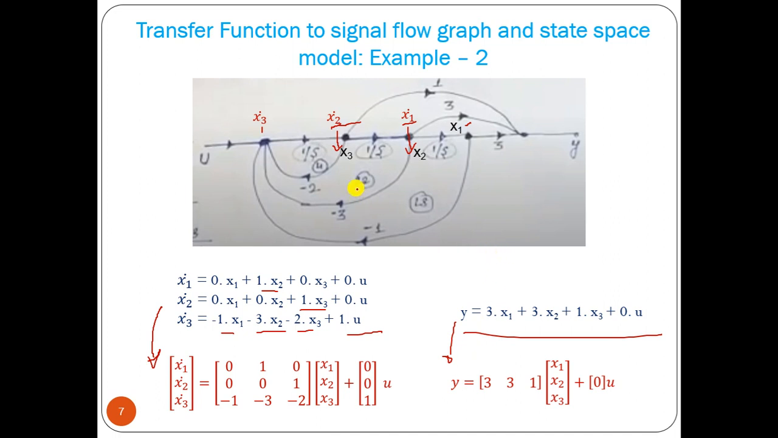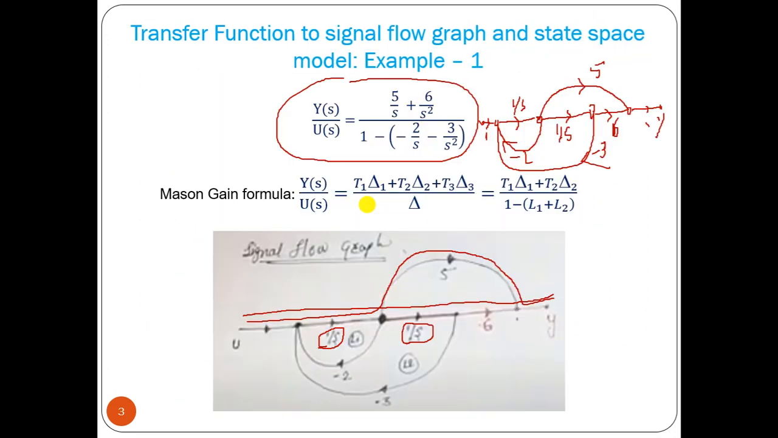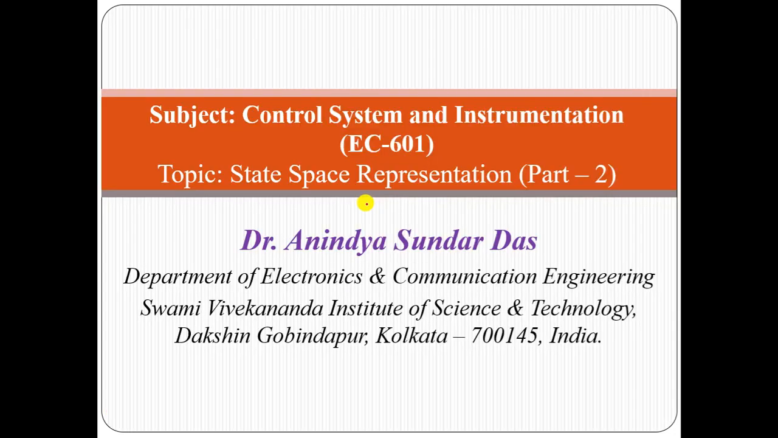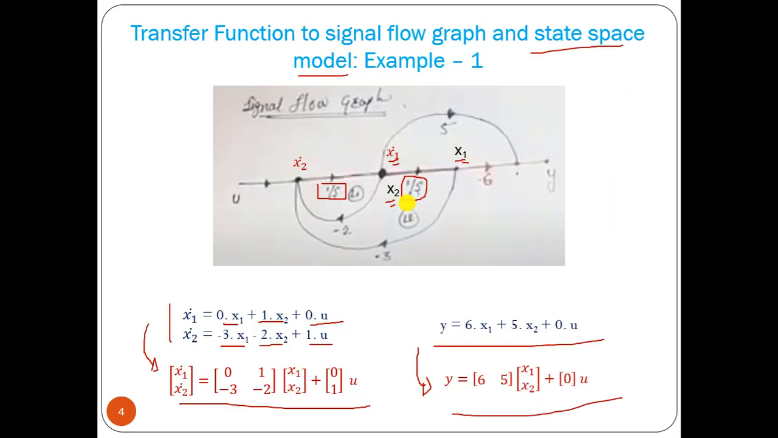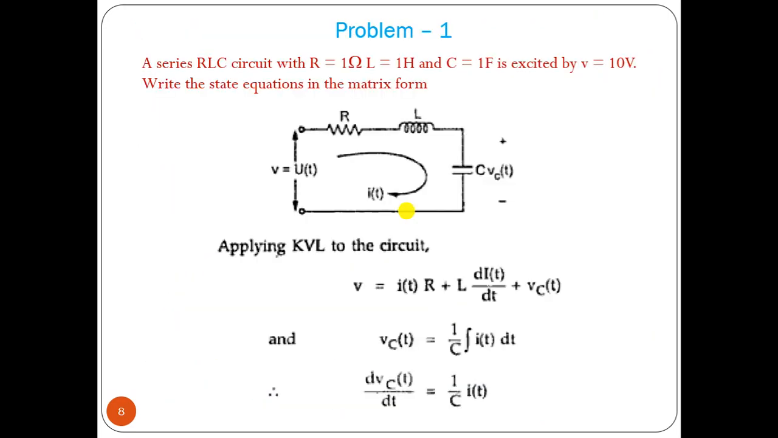Okay, what we can do is solve the problem, that is, signal flow graph from a transfer function. From a transfer function to signal flow graph and state space model. I have solved two problems. Now let us solve some problem regarding a circuit or a system.